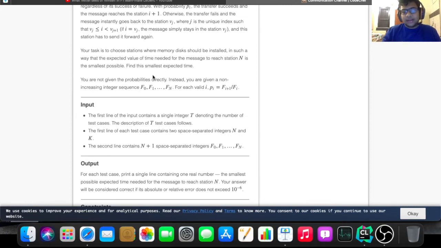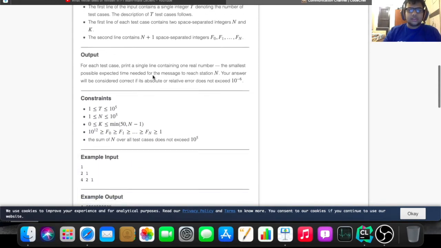You can calculate that as f of i plus 1 divided by f of i. So, for example, probability of 1 will be f of 2 divided by f of 1. Probability of 2 will be f of 3 divided by f of 2, so on and so forth. So let's look at the constraints.